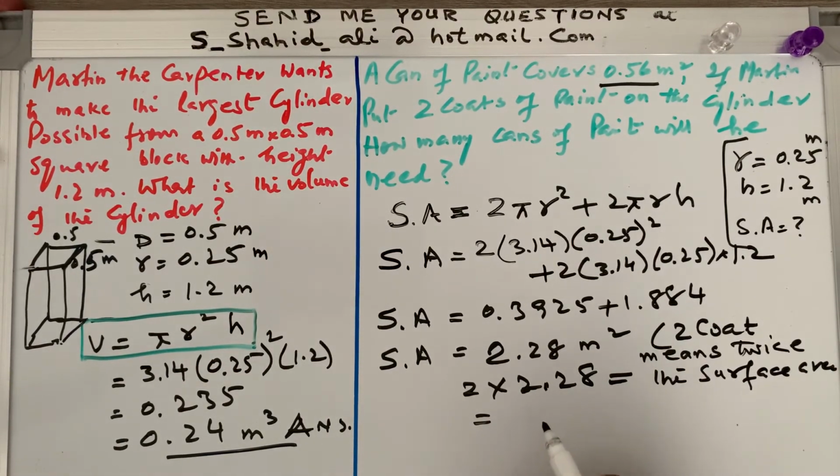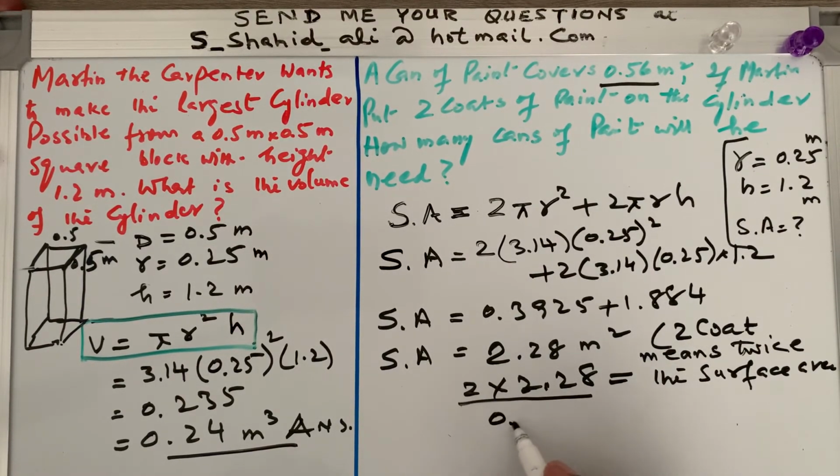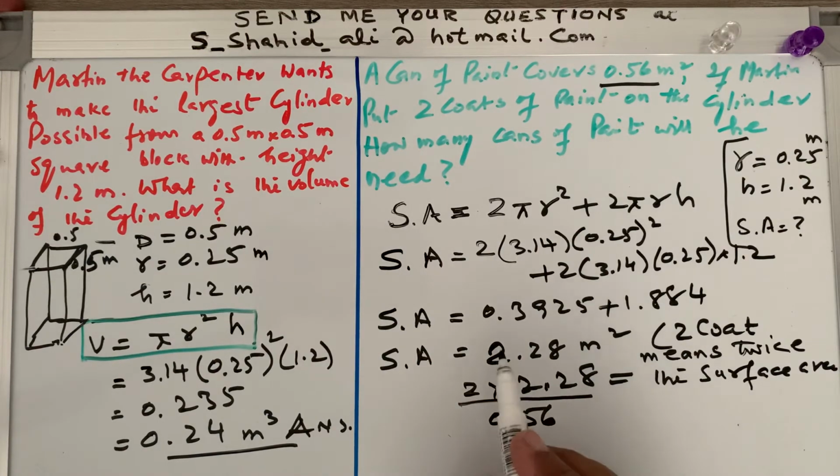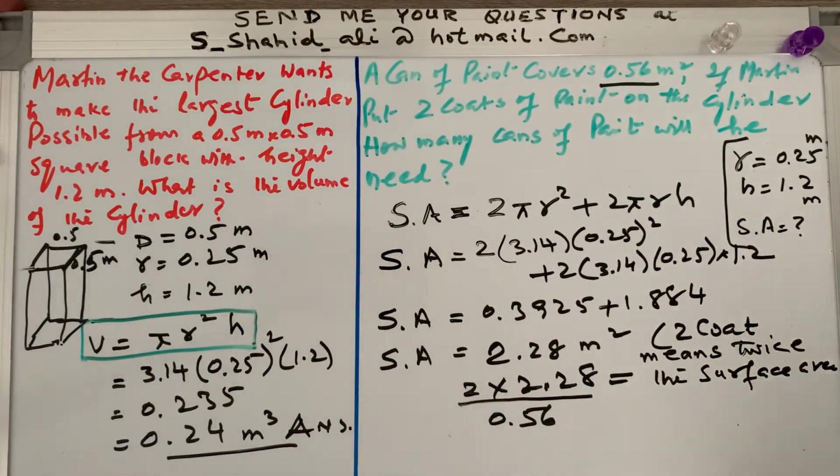We have to divide them, right? So 2 times this divided by 0.56. Do not divide just this surface area by that, because he is putting on 2 coats of paint. So I did twice this surface area divided by what is covered by 1 can of paint. 0.56 meter square is covered with the help of 1 can of paint.